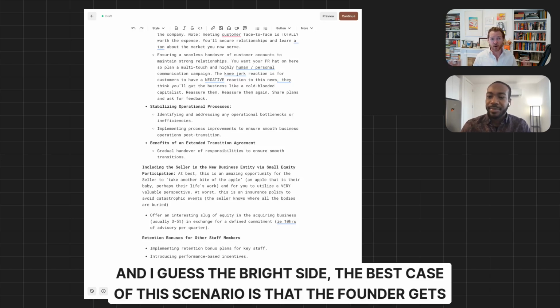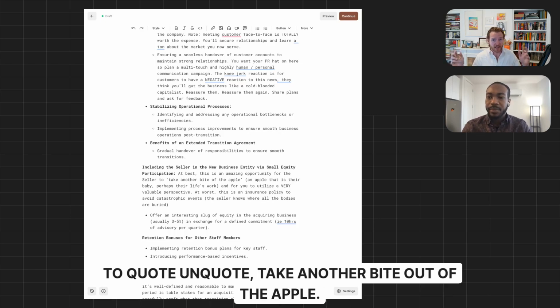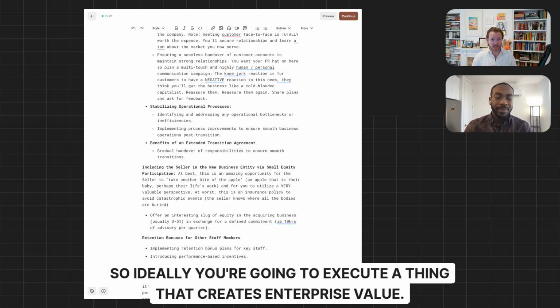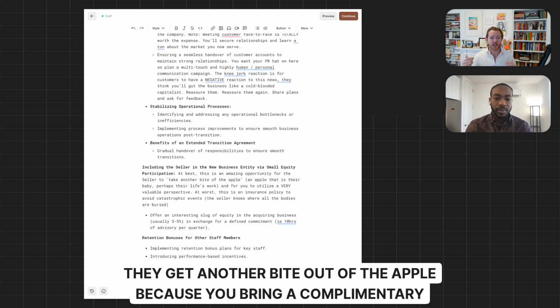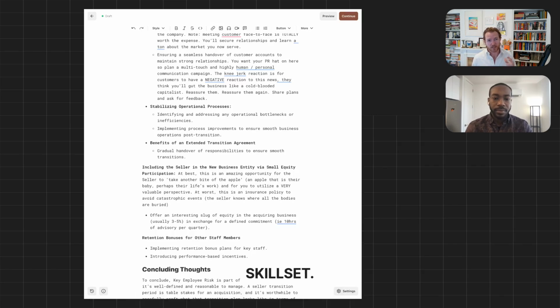And the bright side, the best case of this scenario, is that the founder gets to, quote unquote, take another bite out of the apple. So ideally, you're going to execute a thing that creates enterprise value, and they get another bite out of the apple because you bring a complementary skill set.